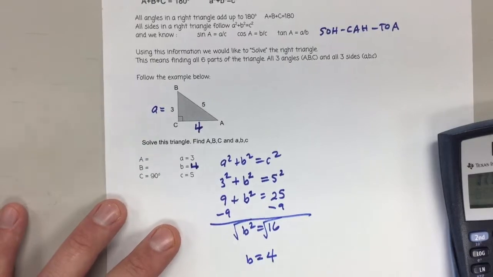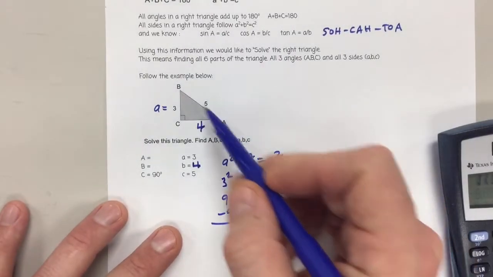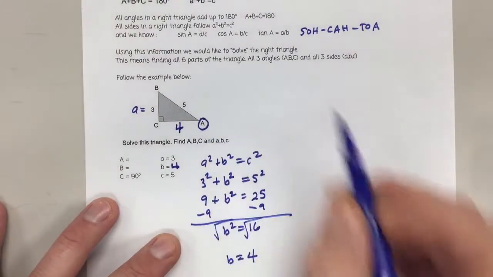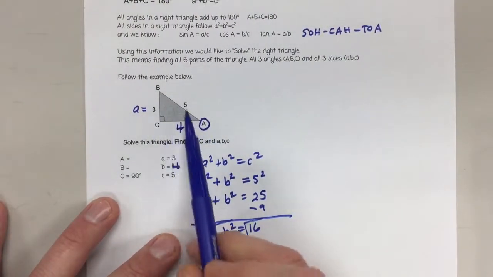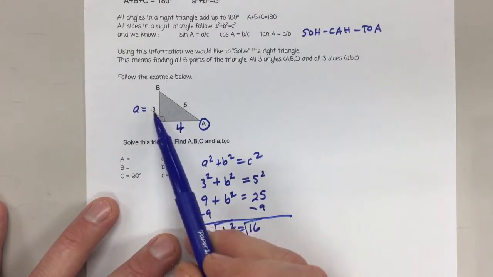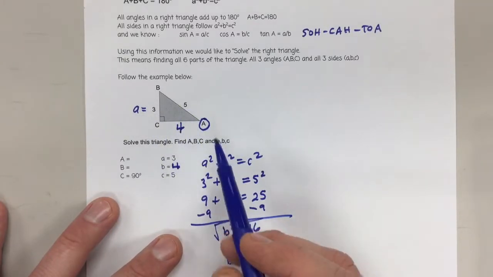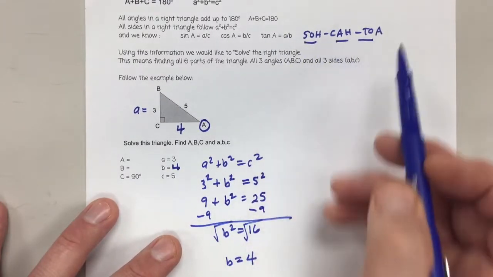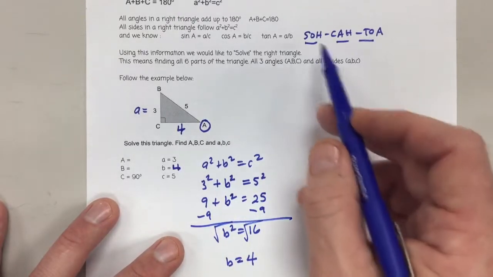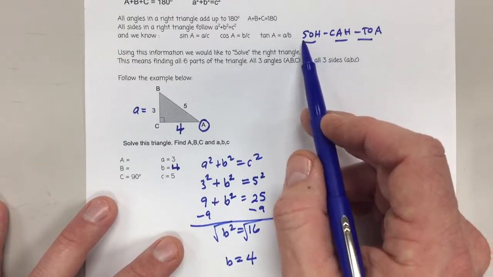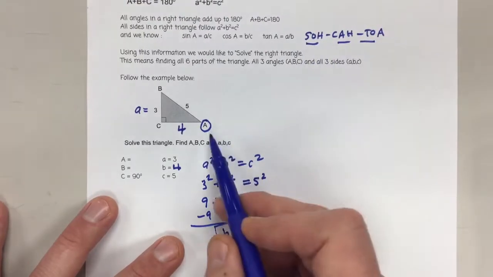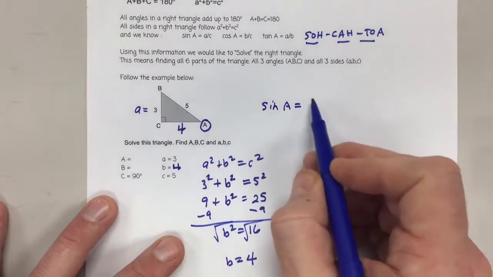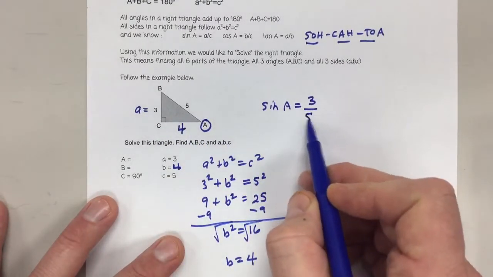Okay. Now I need the angles, the two missing angles, A and B. So one option is, let's go for angle A. And if you notice, I have all the sides. I have the opposite, I have the adjacent, and I have the hypotenuse. So I could use any of these, SO, CA, or TOA, to find angle A. So I like sine, let's use that one. So according to SO, sine is opposite over hypotenuse. So I say, all right, the sine of A is equal to the opposite side over the hypotenuse.